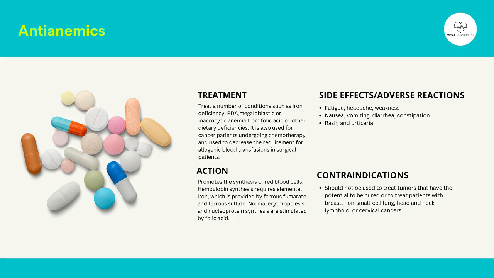Now let's talk about how it functions. In the bone marrow, epoetin promotes the synthesis of red blood cells. Hemoglobin synthesis requires elemental iron, which is provided by ferrous fumarate and ferrous sulfate. Normal erythropoiesis and nucleoprotein synthesis are stimulated by folic acid.